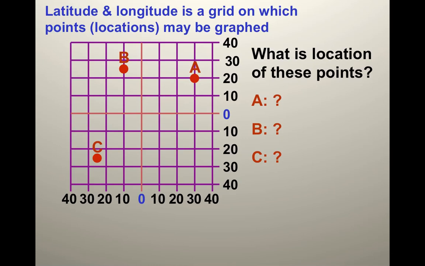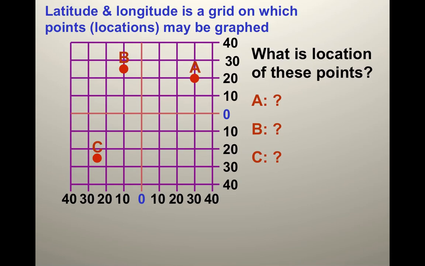All right, so let's do A together. We're going to find our latitude first. 0 degrees, right? 10 degrees, 20 degrees, and watch our direction, 20 degrees north. And then let's look at our longitude. Start at the prime meridian, 0, 10, 20, 30 degrees, and our directional indicator would be east. So 20 degrees north, 30 degrees east.